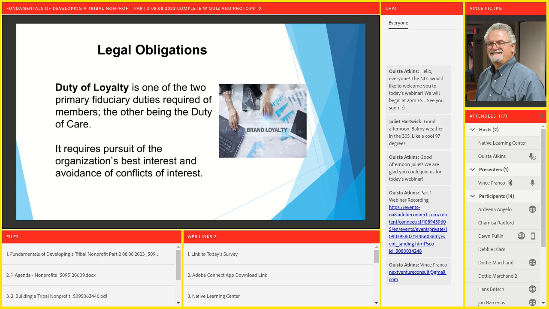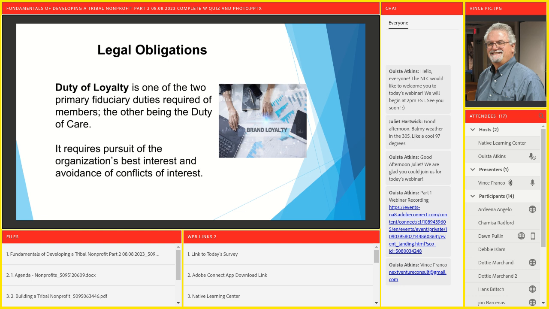And this is a way to protect the program, along with the next one here, duty of loyalty, which is one of the two primary, you just saw the first one. There's really three, but primary fiduciary responsibilities, which means financial, good stewarding of monies, required of members, the other being the duty of care. It recognizes pursuit of the organization's best interest at all times and avoidance of conflict of interest.